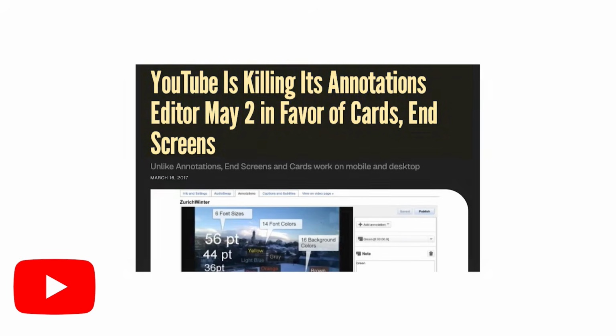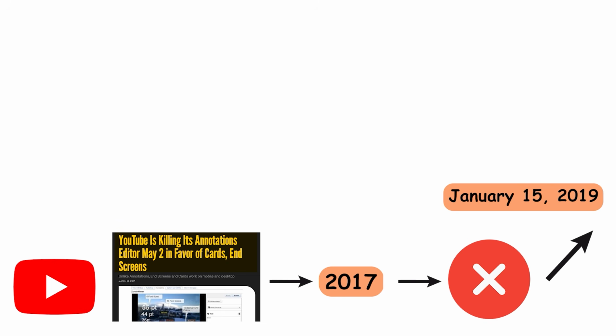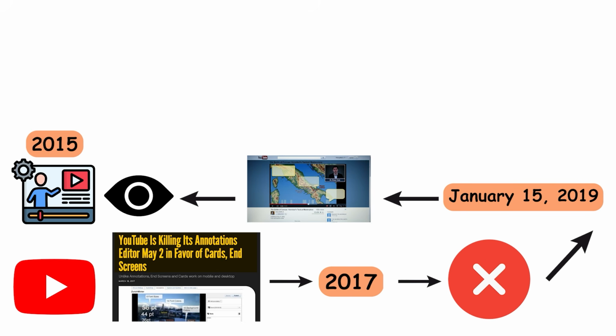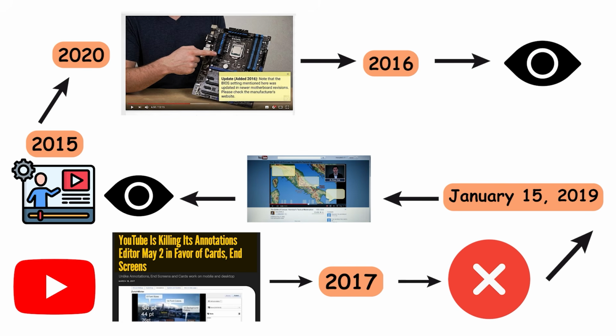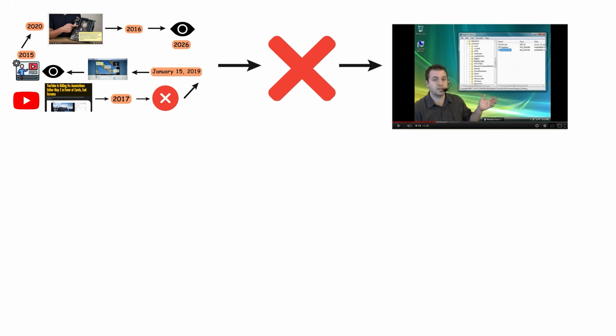When YouTube stopped allowing new annotations on May 2, 2017, and removed all existing annotations on January 15, 2019, every correction that had been added to every video disappeared permanently. A viewer watching a 2015 tutorial in 2020 would have seen the correction the creator added in 2016. A viewer watching the same tutorial in 2026 sees only the original error, with no indication anything was wrong. There was no migration path for corrections.